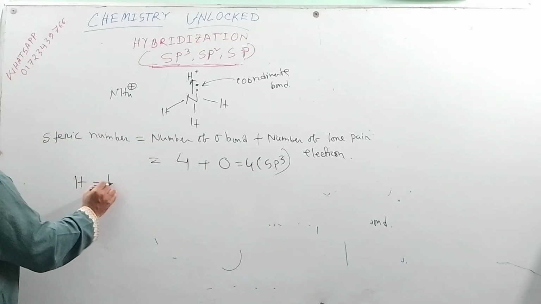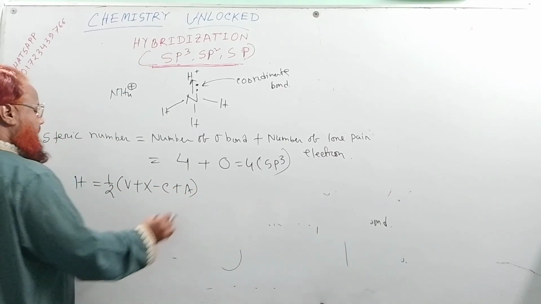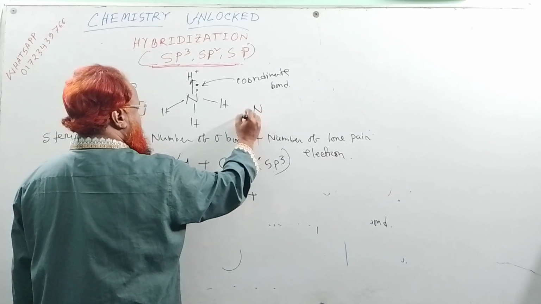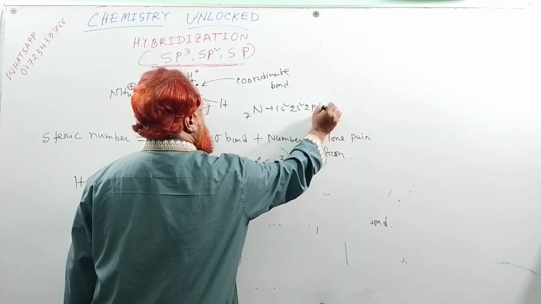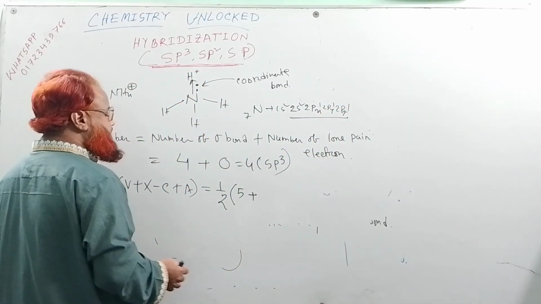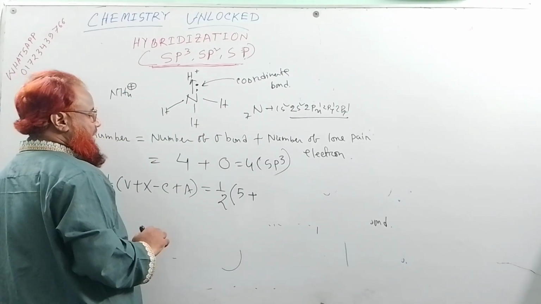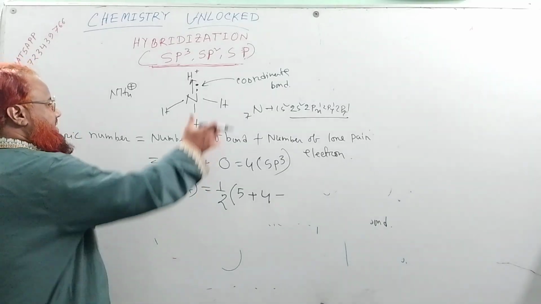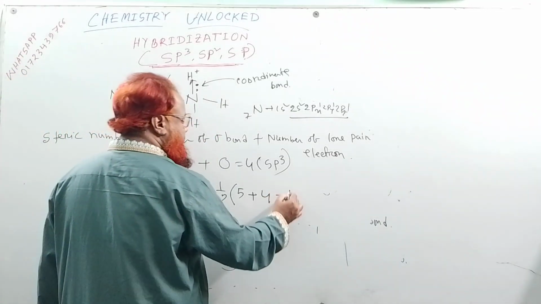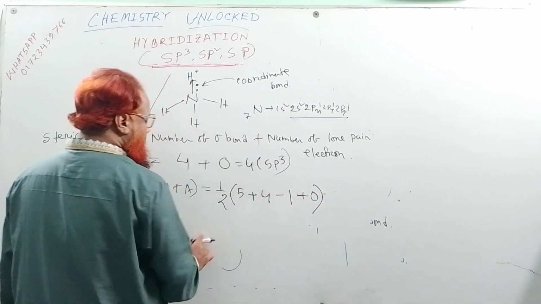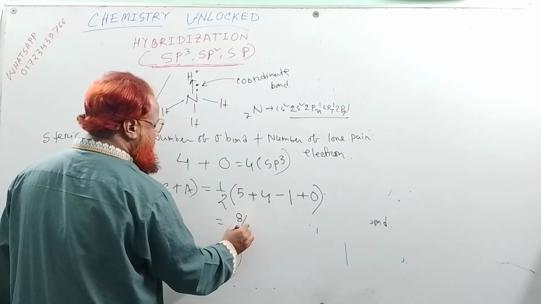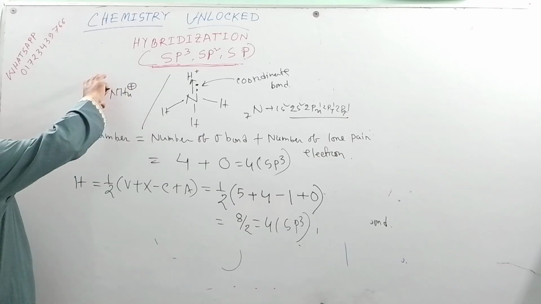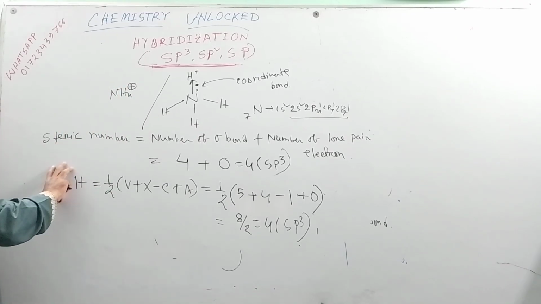The next formula: H equals half into V plus X minus C plus A. The valence electron of nitrogen is 5, you know it: 1s2, 2s2, 2px1, 2py1, 2pz1. So this is the 5 electrons in the nitrogen atom. And here 1, 2, 3, 4, the number of monovalent atoms is 4. Minus C, where C means the charge on the cation. This is NH4+, so here the charge is 1, and this is not an anion, so the value of anion is 0. So 5 plus 4 is 9, minus 1 is 8. 8 by 2 is 4, and 4 means sp3. So dear student, try to understand that the hybridization in NH4+ is also sp3, using this formula, the steric number, and the calculation of H is the same.